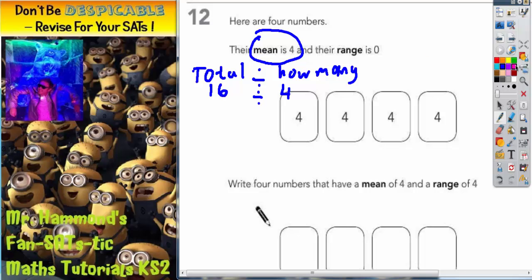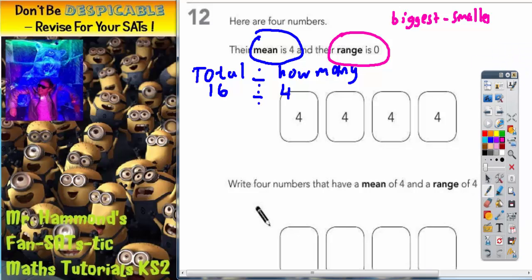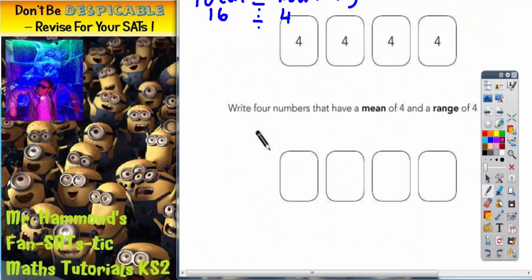The range, on the other hand, is 0. Well, to get the range, you take the biggest number and take the smallest. It's the difference between the biggest number in a list and the smallest number in a list. The biggest number in this list is 4, and the smallest number is also 4. The difference between them, if we subtract that, is 0, which is exactly what we've got there. So all this seems to check out. Well, let's scroll down and see what we've got to do.